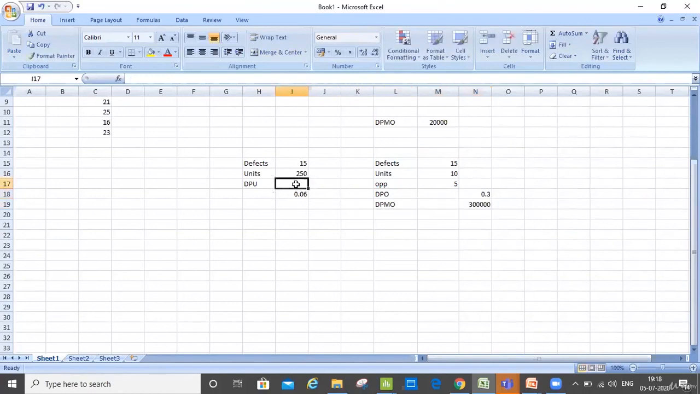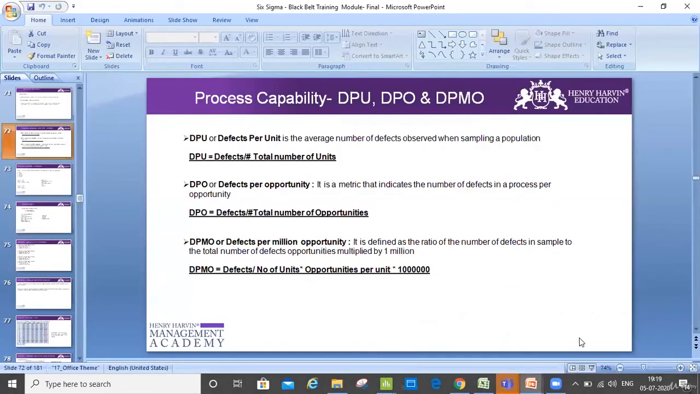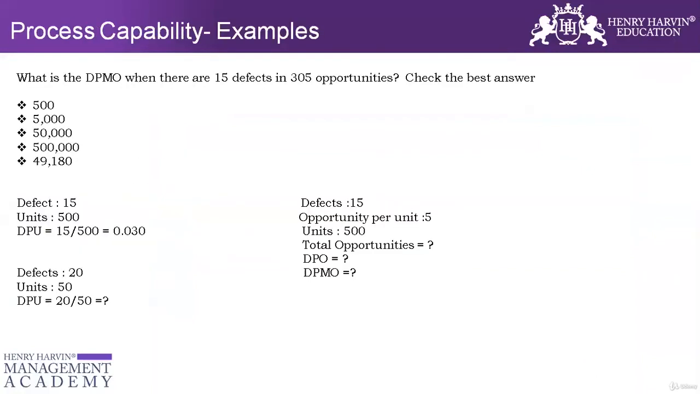Let me just check. 15 divided by 250. Yeah, correct. 15 divided by 5 into 10, so 50. 15 divided by 50. Great, wonderful. So I think we have got it. So that's what we talked about: DPU, DPO, and DPMO. So that's what we will be able to do. Now, there are some more examples here, so you can try those as well. Okay.